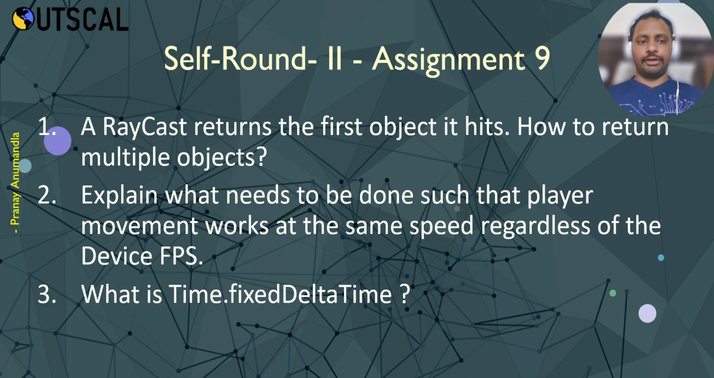Self-Assessment 1-2, Assignment number 9. A RayCast returns the first object it hits. How to return multiple objects? Second question: explain what needs to be done such that player movement works at the same speed regardless of the device FPS. Third question: what is Time.fixedDeltaTime? The three questions need to be answered.